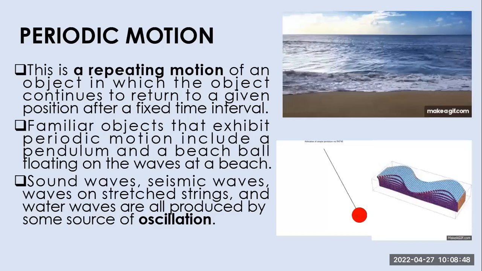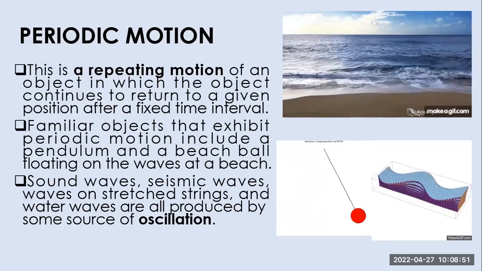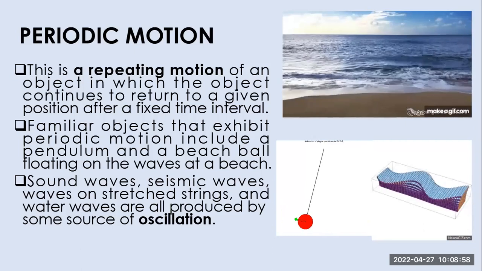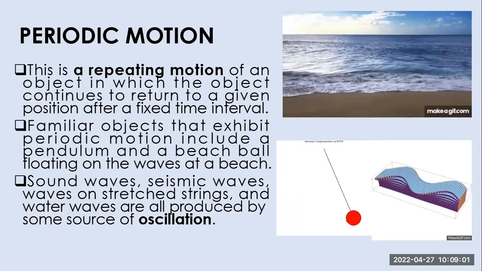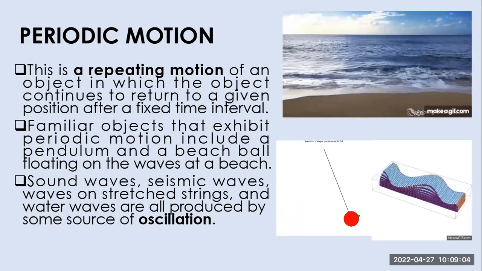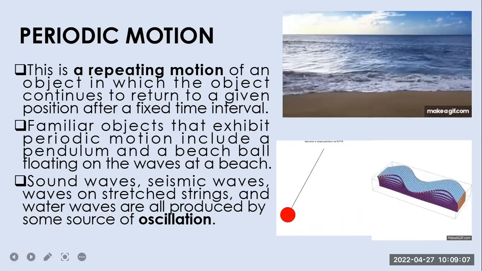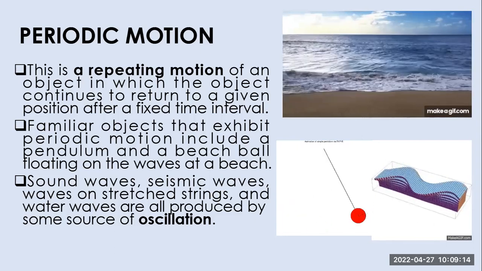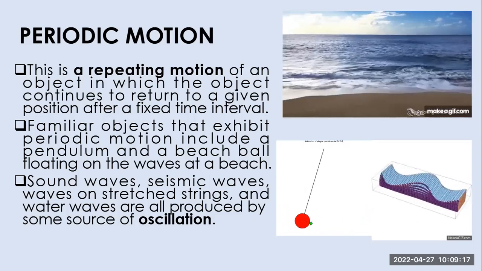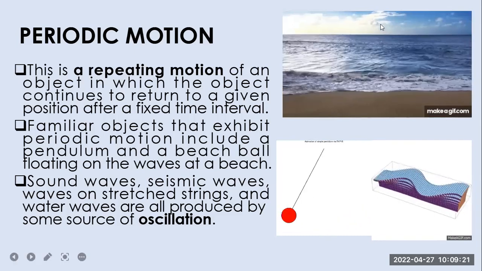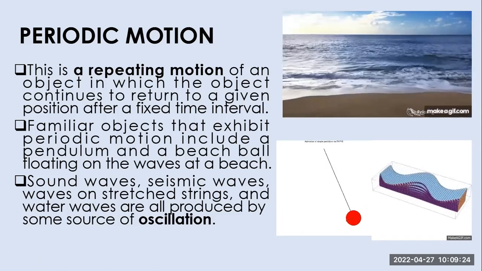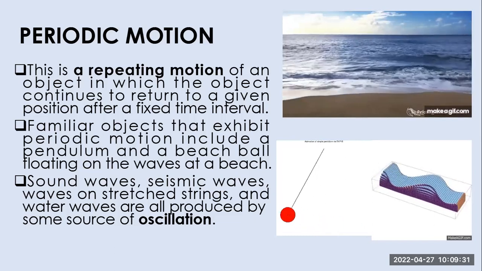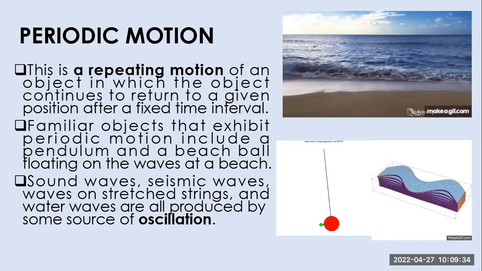Okay, so let's start. So under sa ating oscillation, nandito ang ating periodic motion. Periodic motion, this is a repeating motion of an object in which the object continues to return to its given position after a fixed time interval. So we have here representation. Familiar objects that exhibit a periodic motion include a pendulum and a beach ball floating on the waves. So ito yung ating mga representation. Sound waves, seismic waves, waves on stretched strings, and water waves are all produced by some source of oscillation.